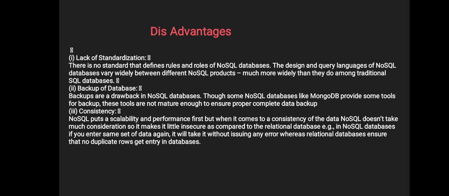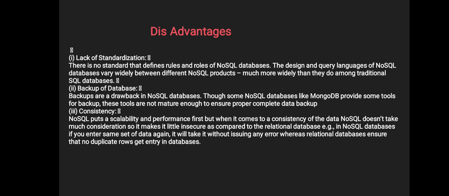complete data backup. Consistency. NoSQL puts scalability and performance first, but when it comes to consistency of NoSQL data, it doesn't take much consideration, so it makes it a little insecure as compared to the relational database. For example, in NoSQL databases, if you enter the same set of data again, it will take it without issuing an error, whereas a traditional relational database ensures that no duplicate row gets entered in the database.